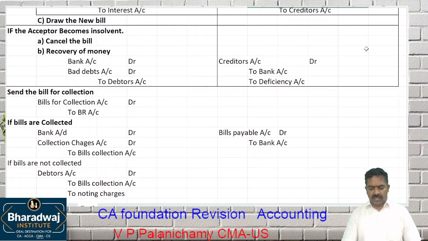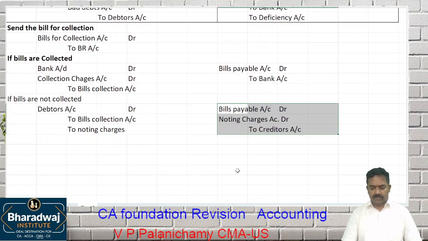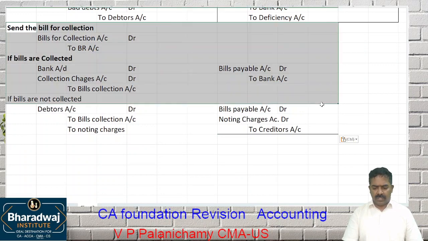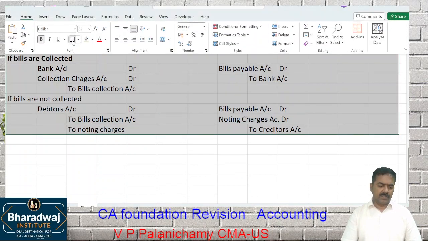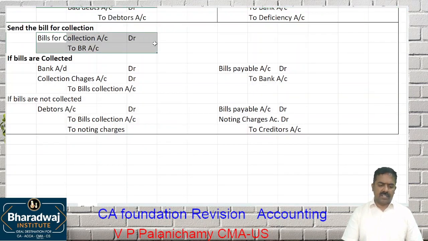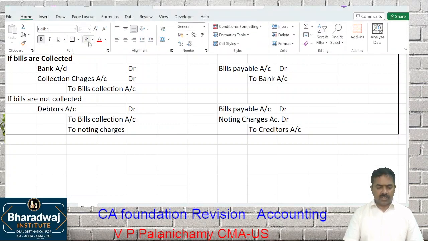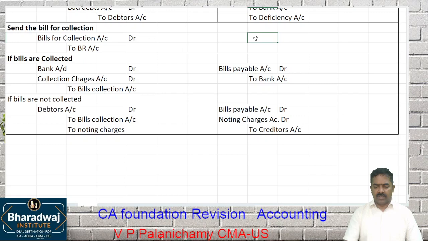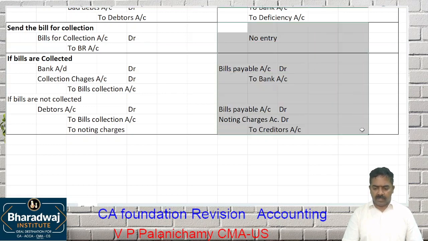What is a normal dishonor entry? Bills payable, noting charges to which account? Creditors account. Once again, if you send the bill for collection, what is the entry you will pass? Bill for collection account debtor to bills receivable account. Second party book no entry. Why no entry? It's a transaction happening in your book, no entry in my book.